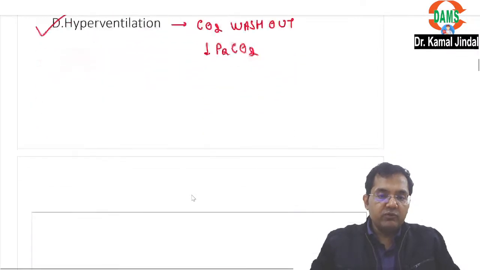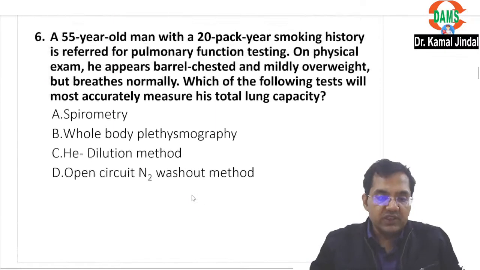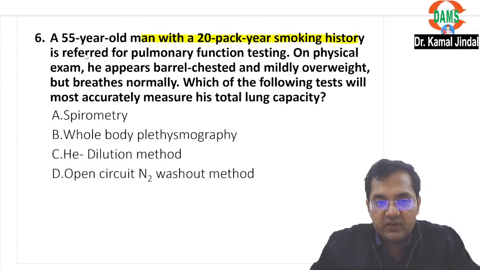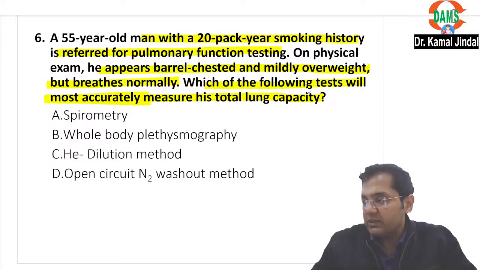Now let's move to question number 6. A 55-year-old man with a 20-pack-year smoking history is called for pulmonary function testing. On physical examination, he appears barrel-chested and mildly overweight but breathes normally. Which of the following tests will most accurately, remember the word is most accurately, measure his total lung capacity?